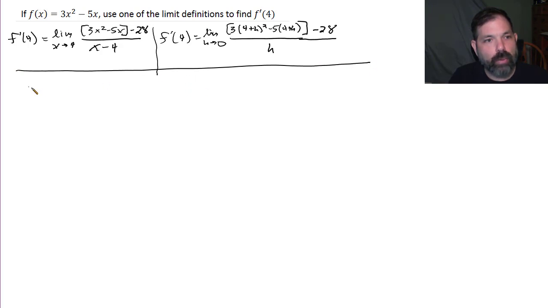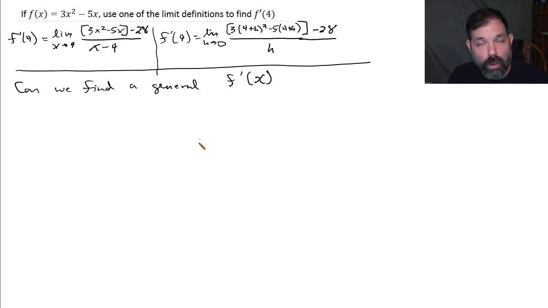Instead, can we find a general formula, a general f prime at x instead of f prime at 4, and then substitute the 4? Can we find a general f prime at x? Well, let's use the second definition, and instead of having a specific 4, let's use a general x. Let's use a variable quantity.